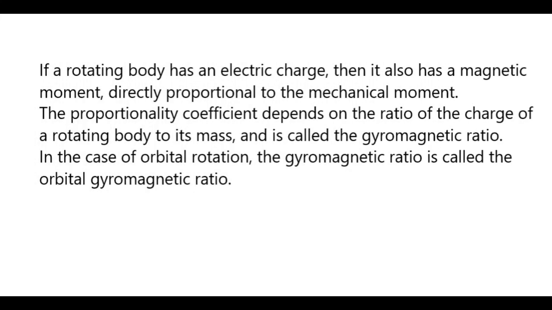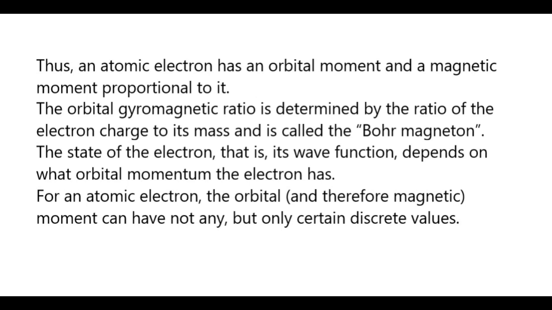If a rotating body has an electric charge, then it also has a magnetic moment directly proportional to the mechanical moment. The proportionality coefficient depends on the ratio of the charge of a rotating body to its mass, and is also called the gyromagnetic ratio. In the case of orbital rotation, the gyromagnetic ratio is called the orbital gyromagnetic ratio. Thus, an atomic electron has an orbital moment and a magnetic moment proportional to it.